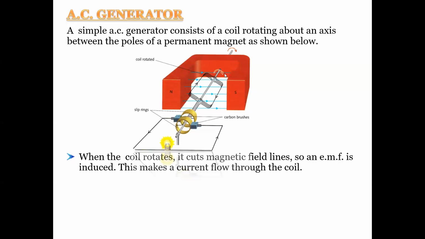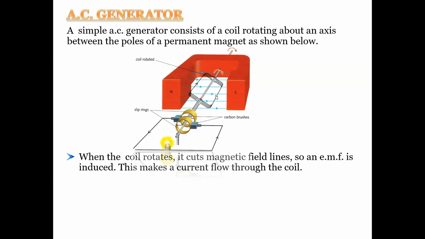The working of an AC generator, or alternating current generator. This is how the main electricity which we receive is generated, based on this principle: at the power station they have these large rectangular coils and magnets.